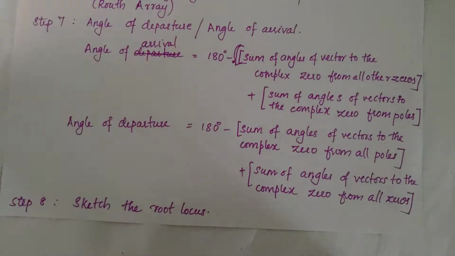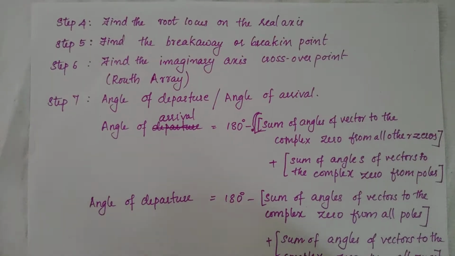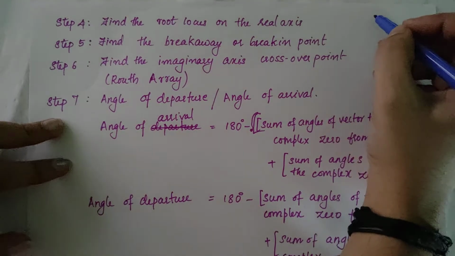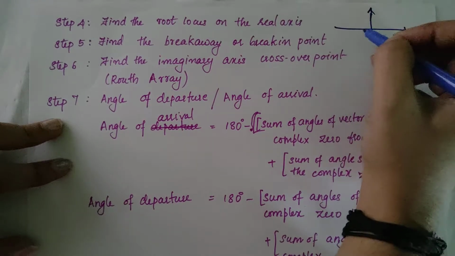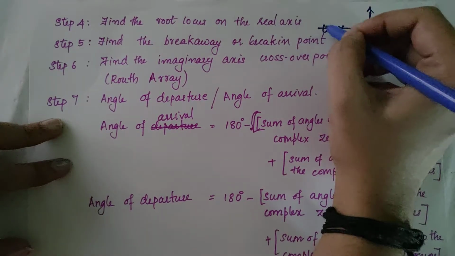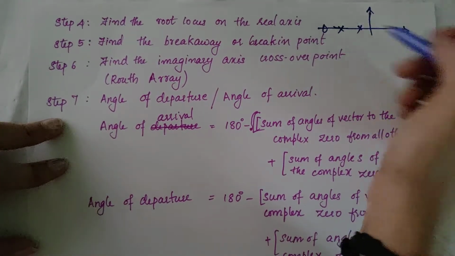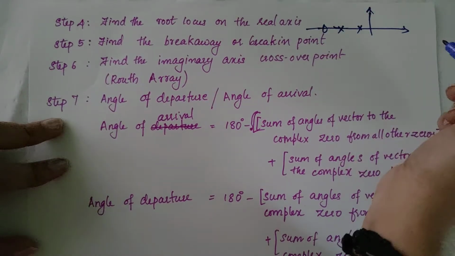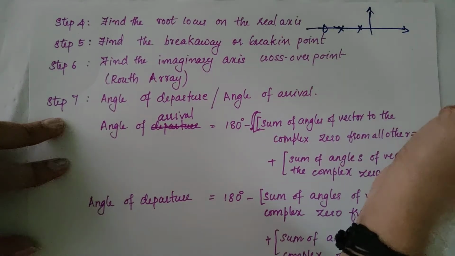Now step 4 is find the root locus location on the real axis. Suppose I have the open loop poles like this and the open loop zero like this; this is my system. I have marked all my open loop poles and zeros. I have 2 poles and 1 zero.